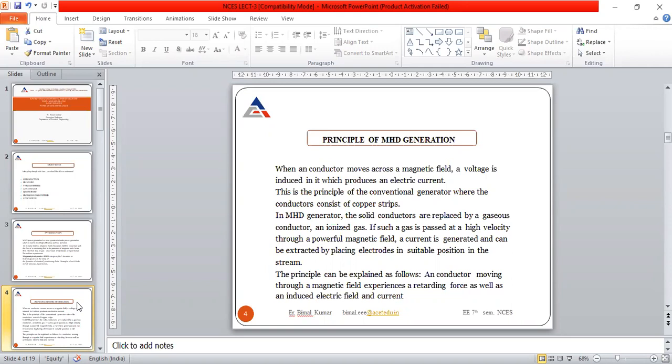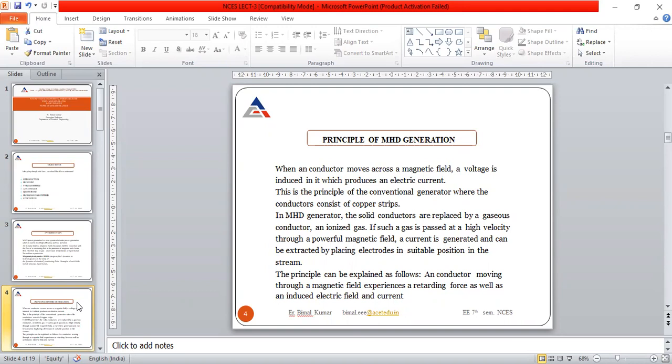This is the principle of a conventional generator, where the conductor consists of a copper strip. But in the case of this MHD generator, the solid conductors are replaced by gaseous conductors, or an ionized gas. If such a gas is passed at a high velocity through a powerful magnetic field, a current is generated and can be extracted by placing electrodes in a suitable position in the stream, right?